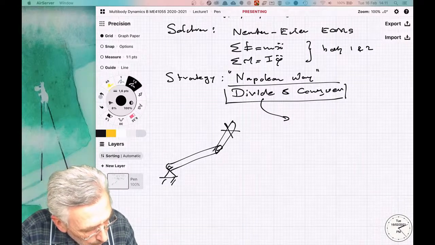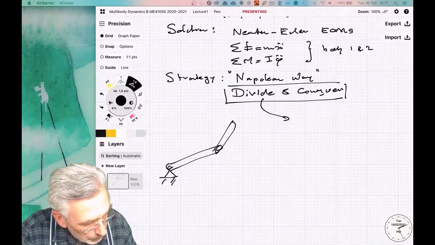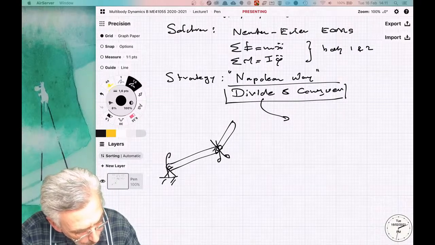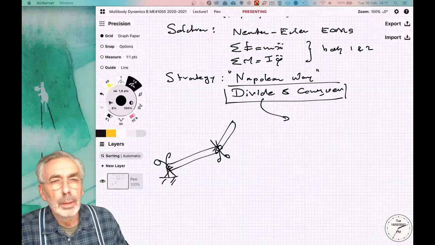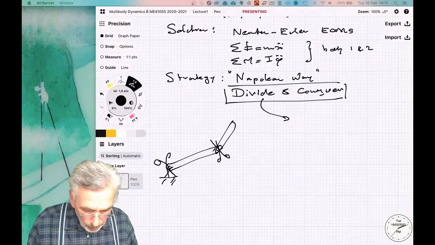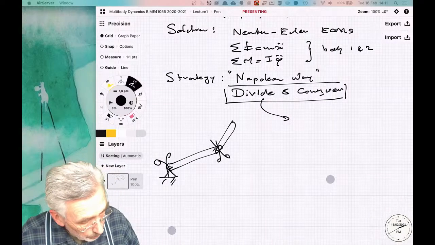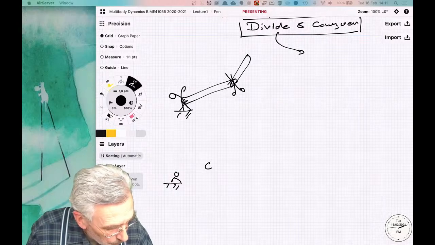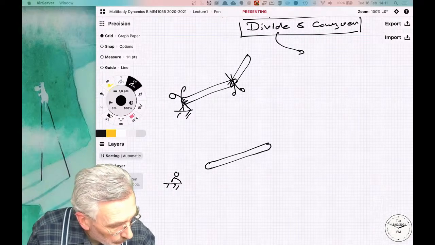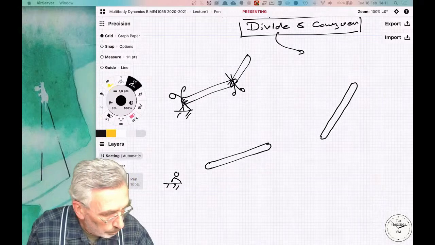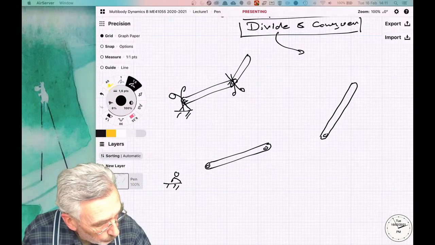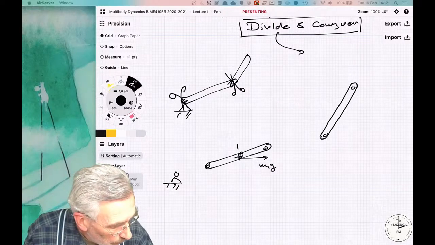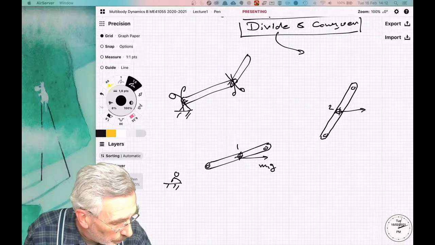So, let's go back. We're going to cut it here, and we're going to cut it here. And by cutting it up, we now have two separate problems. So, let's cut it up. First of all, we have the support here. Then we have this first body. And then here we have the second body. And of course, on body 1 at the CM, we have this applied force, M1G. And at body 2, we have this M2G.